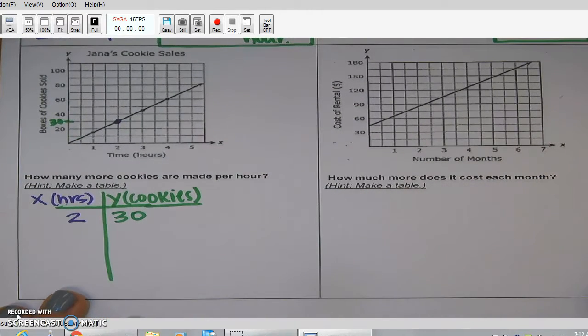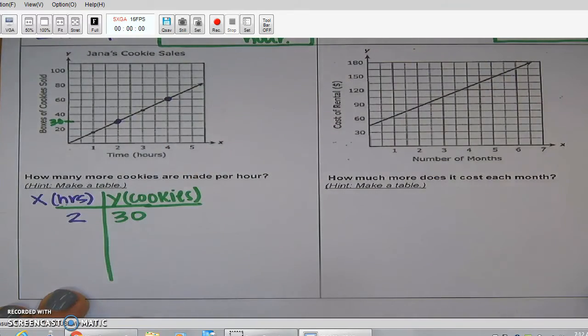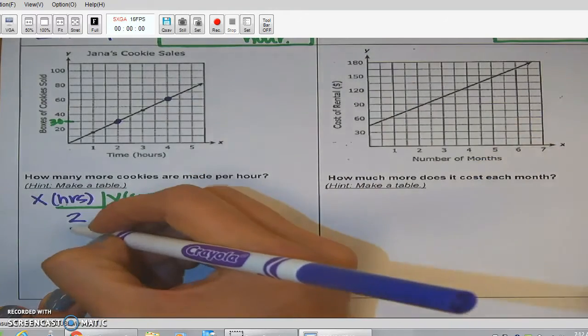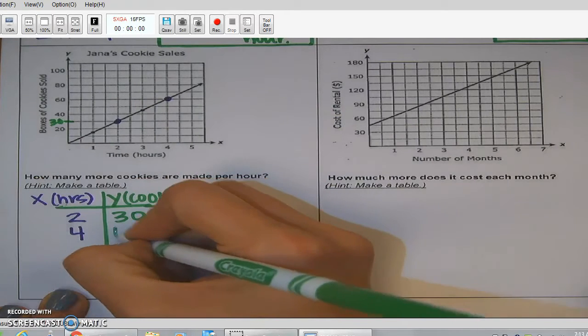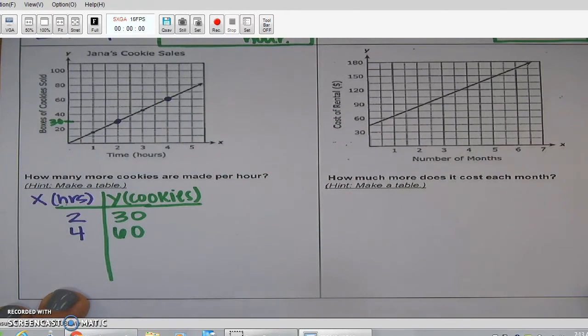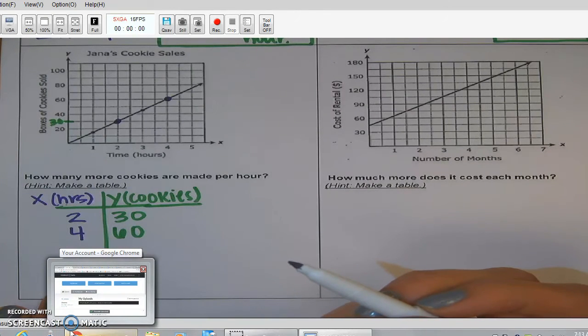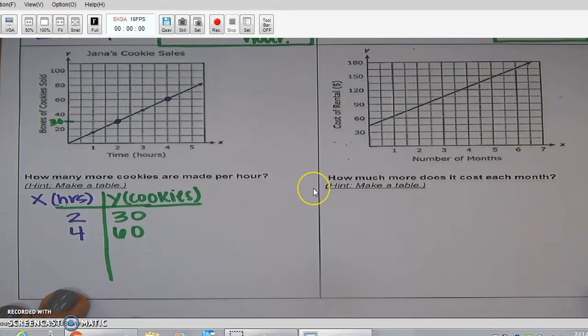Okay? Now we only really need maybe 3 points to do this, so I'm just going to pick 2 more. So this looks like a good one. And this one, my x value is 4, and my y value is 60. Those might be the best two to pick for this example, so we can just leave it at that.